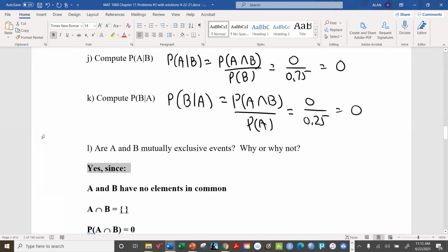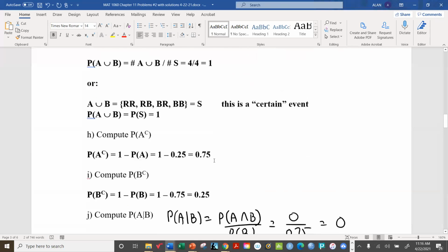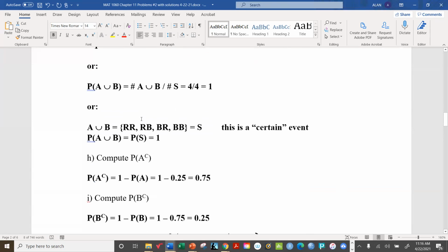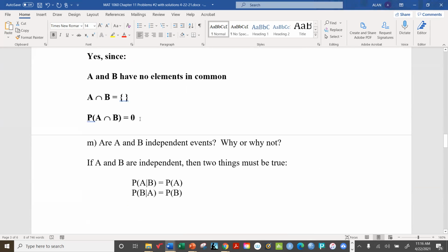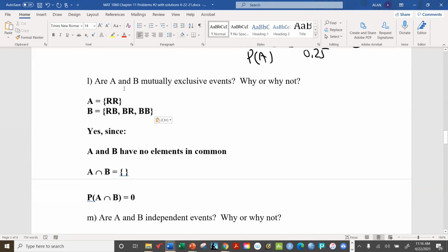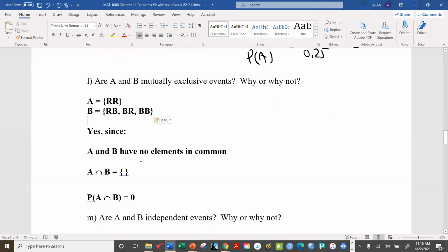And why is that? Well, there's three potential reasons for it. A and B have no elements in common. All right, so let's go back. Let me just grab these so you can see that visually. There we go. So you can see just by looking up there, they have no elements in common, or the intersection is the empty set, or their probability is 0. The probability of A and B is 0. Any one of those is enough to prove that A and B are mutually exclusive.